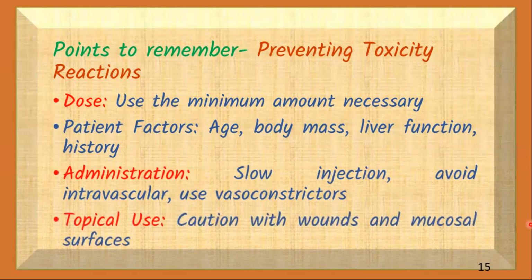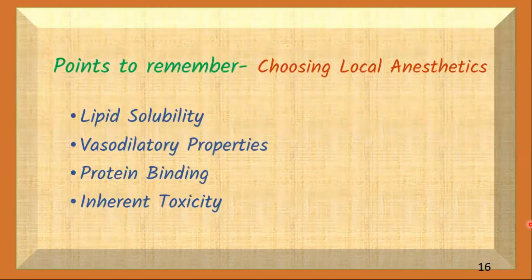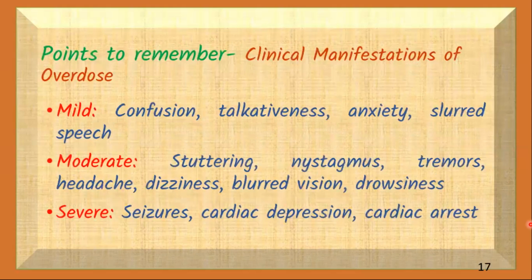Topical anesthetics can quickly enter systemic circulation. Knowledge of various local anesthetic agents is crucial for safe administration. Choose the right drug and amount to minimize risk. Overdose symptoms range from mild to severe. Recognize signs early to prevent progression.